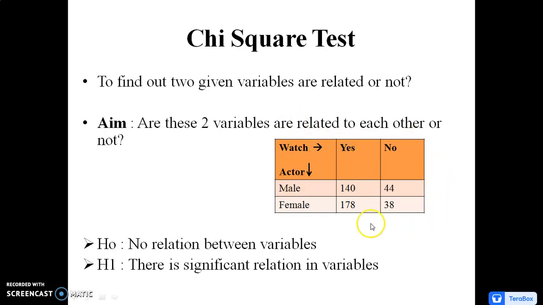If you look at this table, there are two variables. One is whether to watch the movie and the other one is the actor. If we want to find out whether these two variables are related to each other or not, then chi-square test is used.